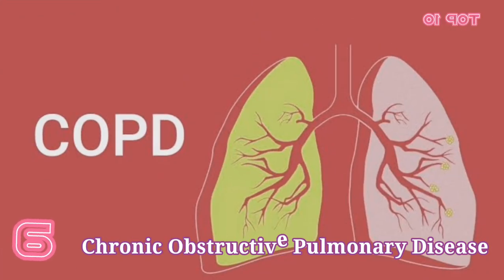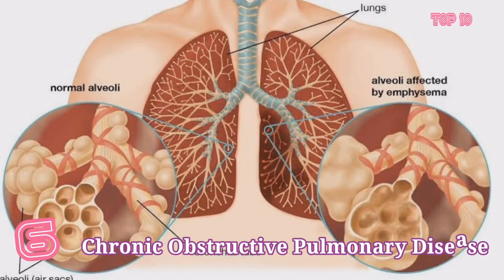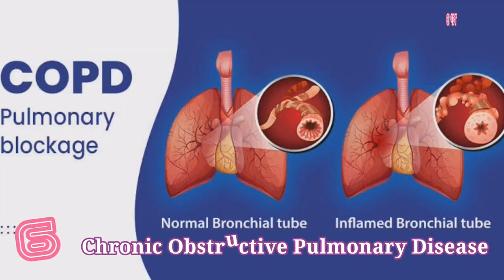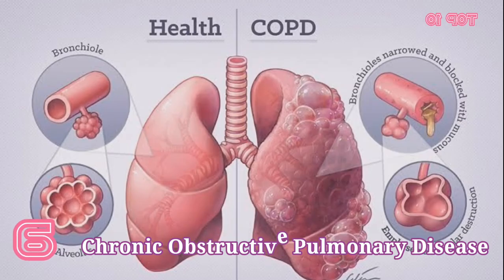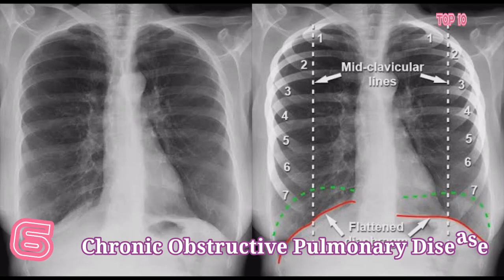Number 6. COPD. Number of deaths each year, 2.75 million. COPD refers to chronic obstructive pulmonary disease. This is a group of progressive lung diseases. Emphysema and chronic bronchitis are among the most common of these diseases. People with COPD can have both of these conditions.